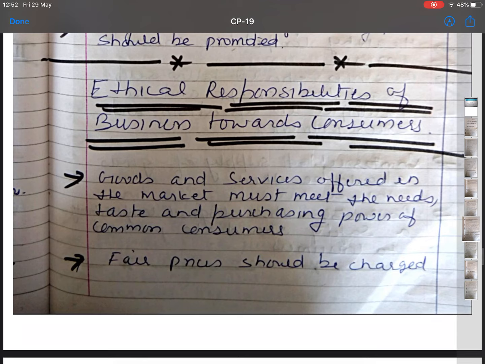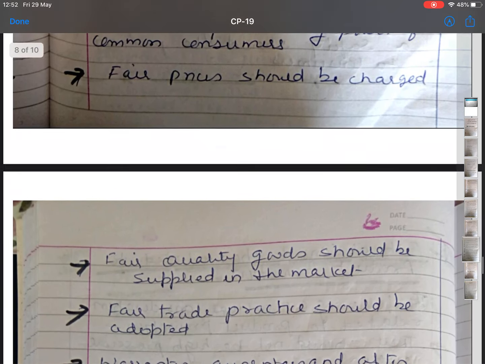Now the next topic is ethical considerations towards business consumers. Under the new concept of marketing, consumer satisfaction and customer trust must be duly ensured in formulating the marketing mix. Consumers and consumerism have the following expectations from the business organizations. First, goods and services offered in the market must meet the needs, taste and purchasing power of the common consumer. Second, fair prices should be charged.